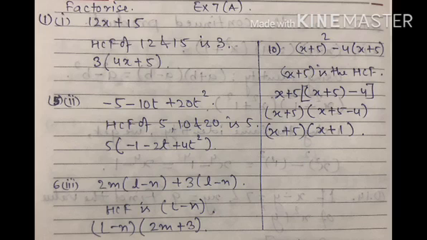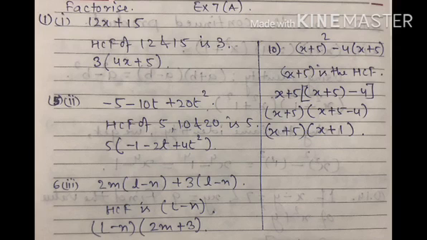Now question number 5, second part. Minus 5 minus 10t plus 20t square. The HCF of 5, 10, 20 is 5. Now we write 5 bracket minus 1 minus 2t plus 4t square. This is the answer.